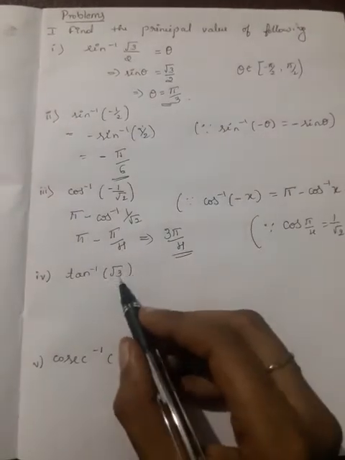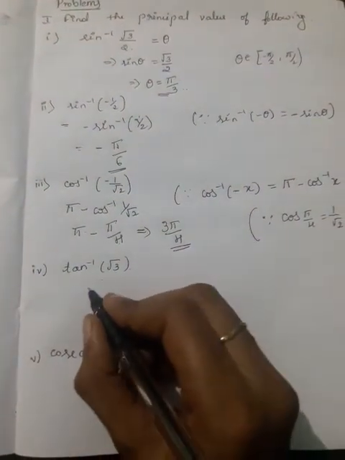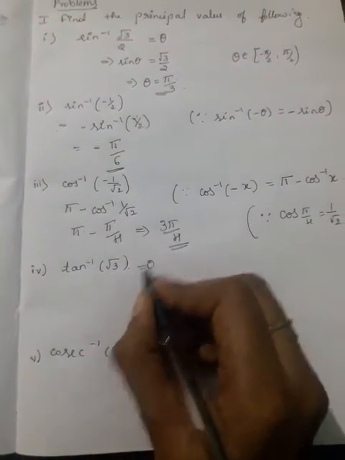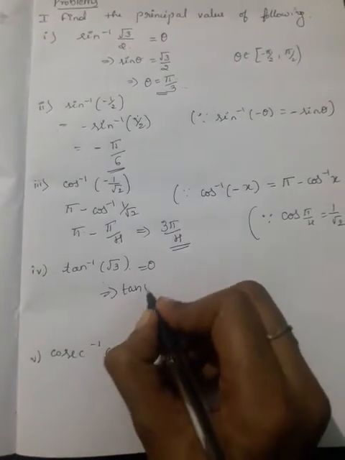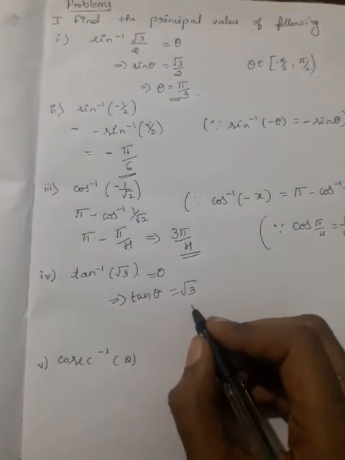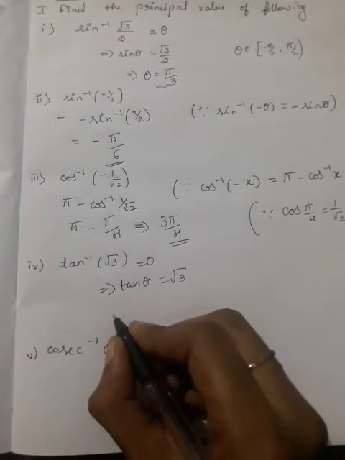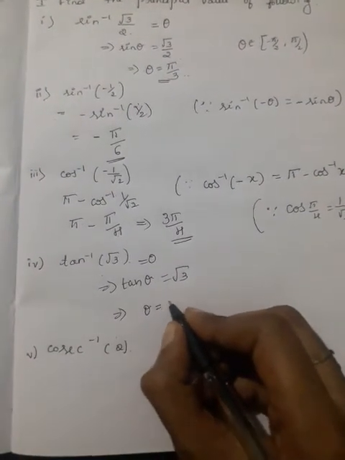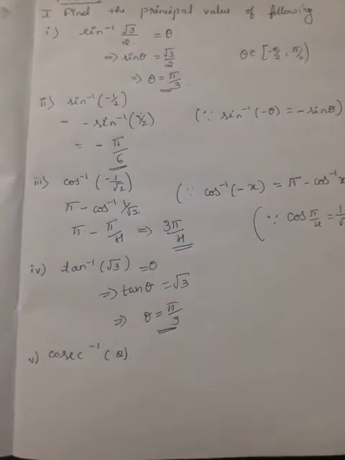The next is tan inverse of root 3. Take this as theta, that implies tan theta is equal to root 3. For which value of theta? Tan is root 3 at 60 degrees. That implies theta is equal to pi by 3. Understood?